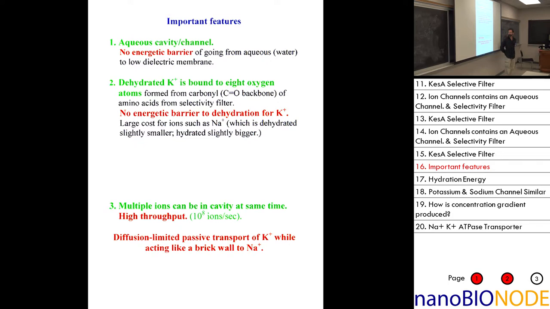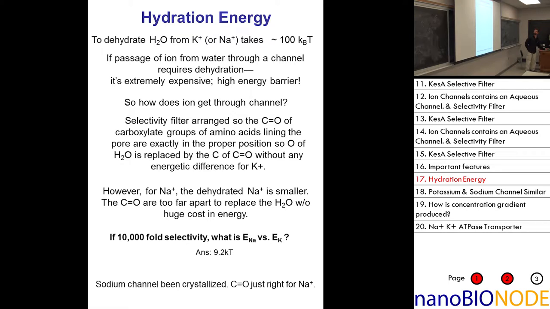Third, multiple ions can be in the cavity at the same time, so you can get a very high throughput. It turns out it's 10 to the 8th ions per second. And effectively, you get diffusion-limited passive transport of K+, while acting like basically a brick wall to sodium. And so this is just what you calculated, 9.2. In fact, if you crystallize the sodium channel, what you should get is that it's just right for the sodium ion to get through and just wrong for the potassium.